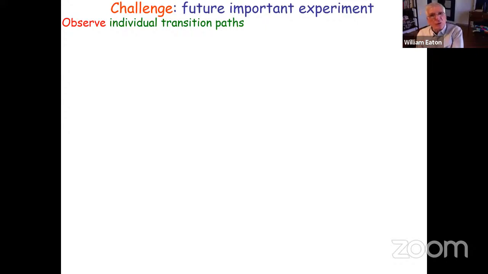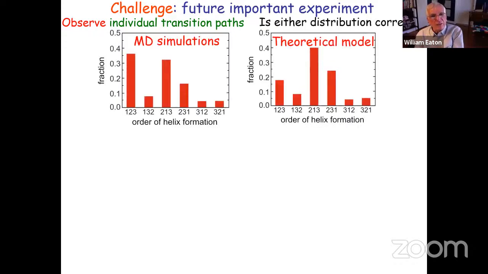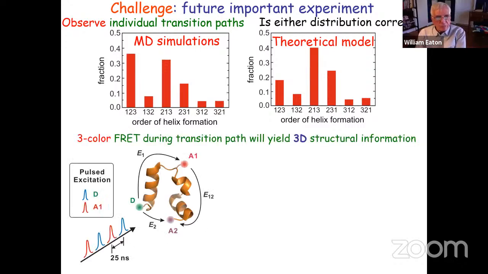So the challenge for future experiments, which I said at the outset of this seminar, is to observe individual transition paths. That is, we want to see in experiments what's seen in the MD simulations and what comes from the Ising-like model. But to get structural information will require at least three-color FRET to make measurements during a transition path, to get 3D structural information by using alternating excitation.